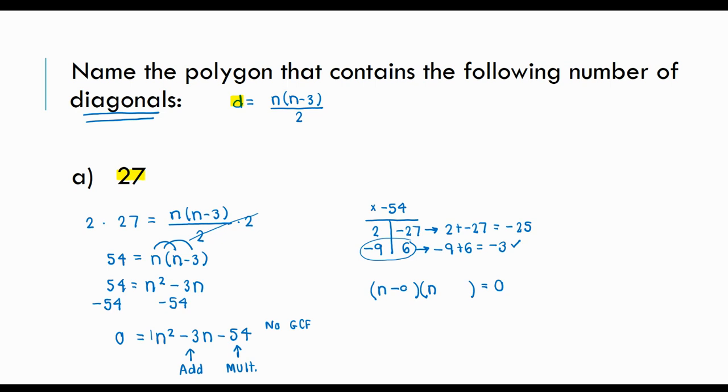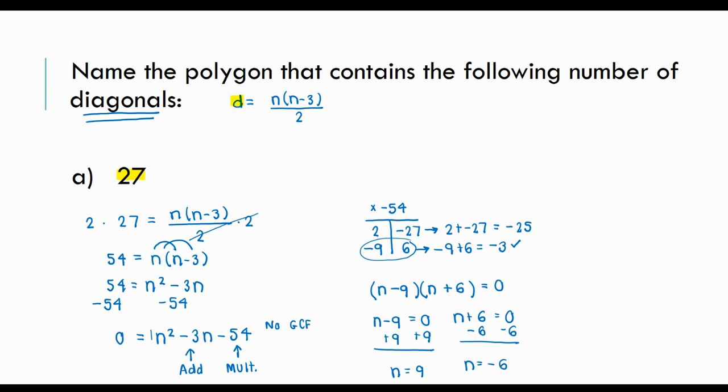We know what our numbers are, so the negative 9 is going to go in one of the parentheses, and the positive 6 is going to go in the other. Now that I've factored, I'm going to set each of those factors that contain a variable equal to 0. So n minus 9 equals 0, n plus 6 equals 0. I'm going to solve for n. So in the first equation, that means adding 9. In the second equation, that means subtracting 6.